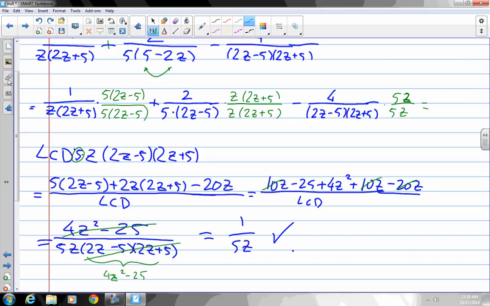Same process. Factor, tweak if necessary. We had to tweak a little bit. Find the LCD, multiply by what's missing, simplify the numerator, and reduce if possible. Does that make sense? All right, good. That's our little worksheet.